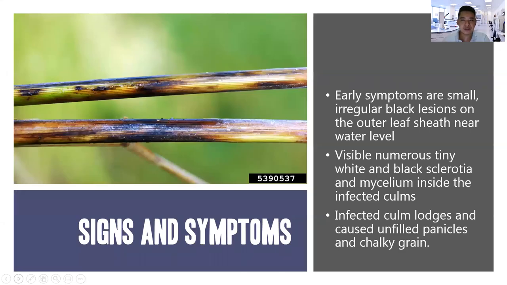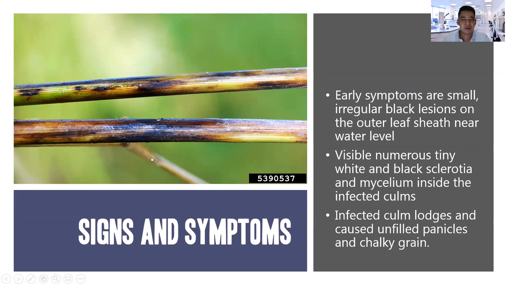So visible numerous tiny white and black sclerotia. So sclerotia or mycelium, ito po yan. Yan po yung signs. Yung whitish to blackish po. Ito po itong whitish. Then itong medyo blackish po, ito po yung signs at symptoms po ng ating stem rot. Infection comes, lodges, and causes unfilled panicle and chalky grains.